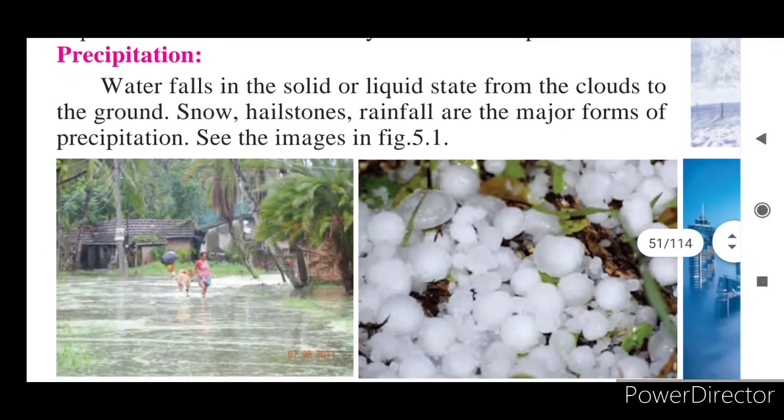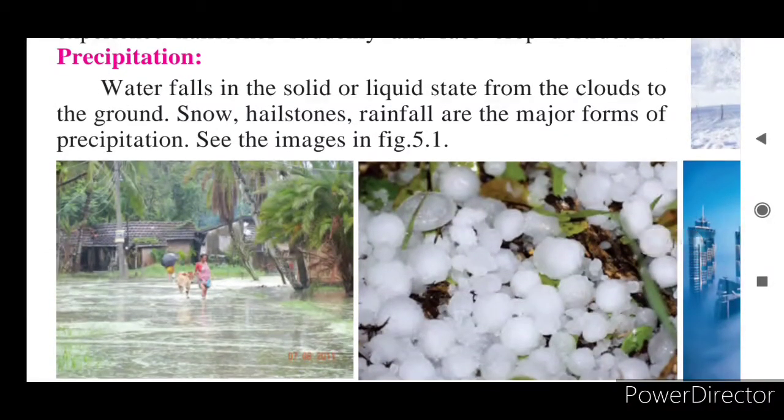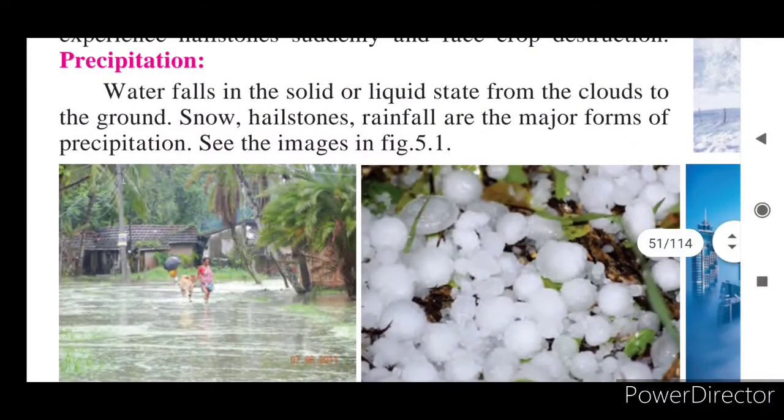Now, what is precipitation? Water falls in the solid or liquid state from the clouds to the ground. Solid means ice and hail, etc., and liquid means rain. Snow, hailstones and rainfall are the major forms of precipitation, meaning snowfall, rainfall and hailstones. So these are the major forms of precipitation.